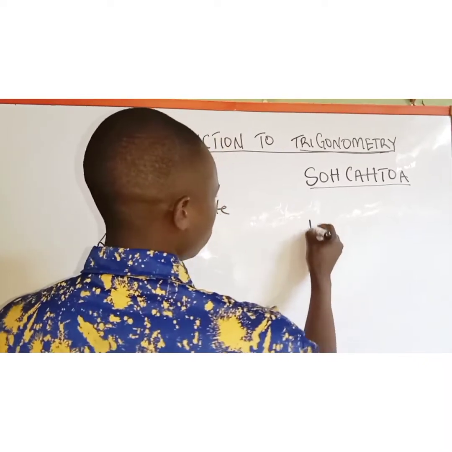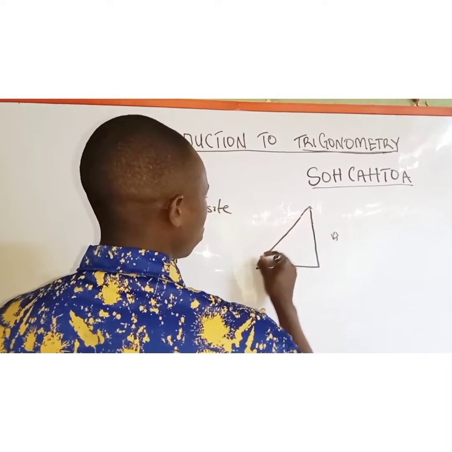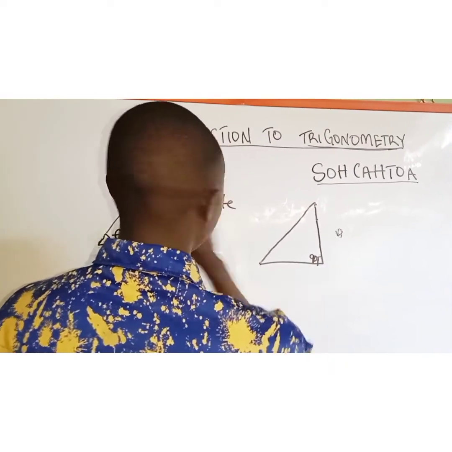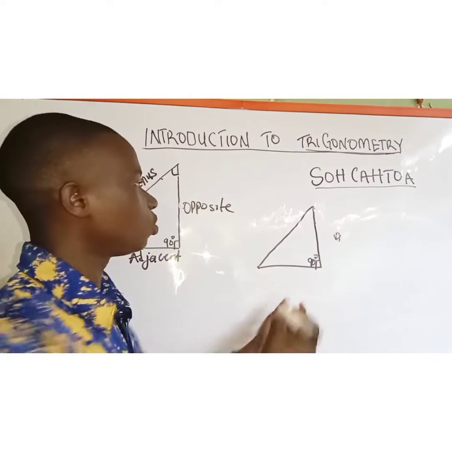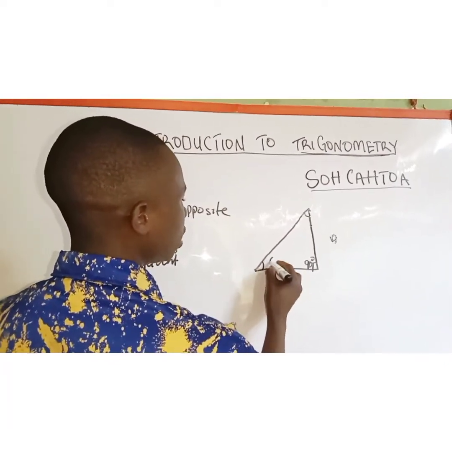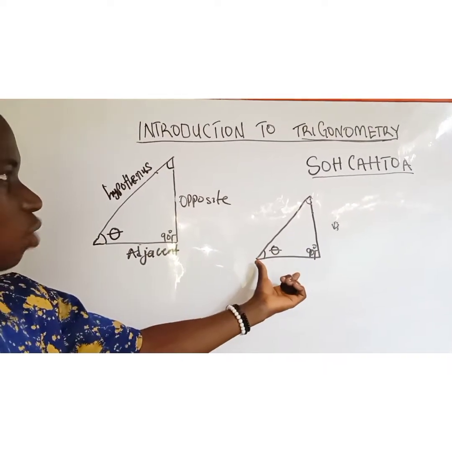So from here, let me bring this right angle triangle. This is a right angle triangle. This is my 90 degrees. This is another angle here, and this is another angle here. So let's assume our theta is here. This is what they call a right angle triangle.